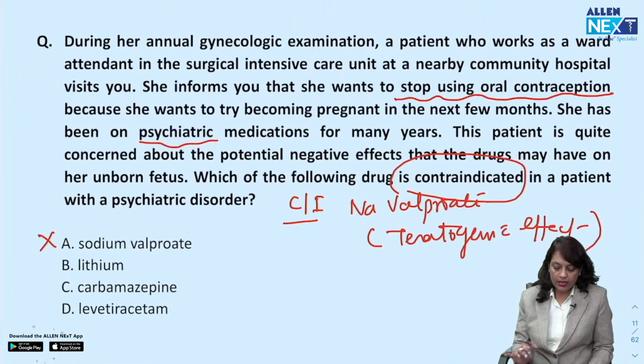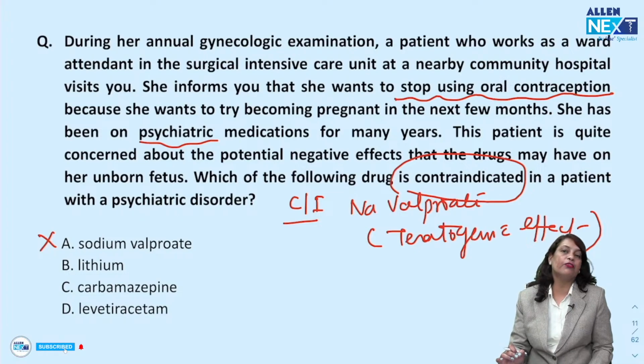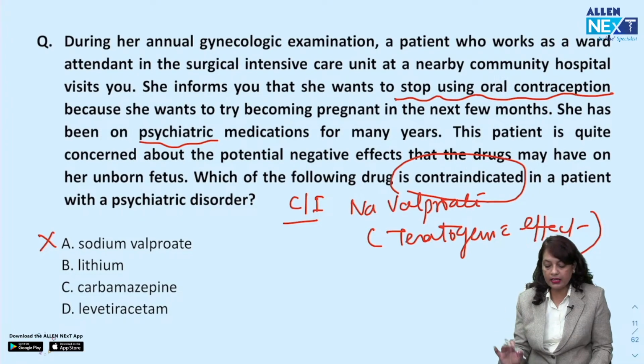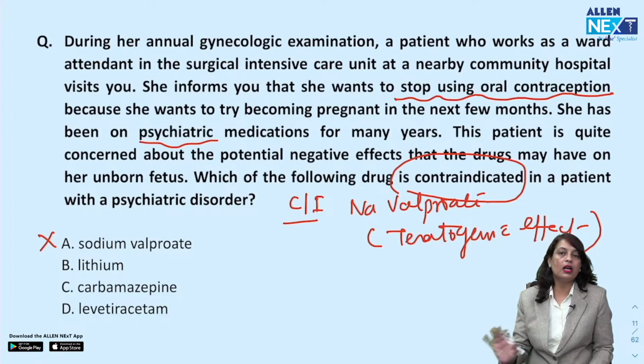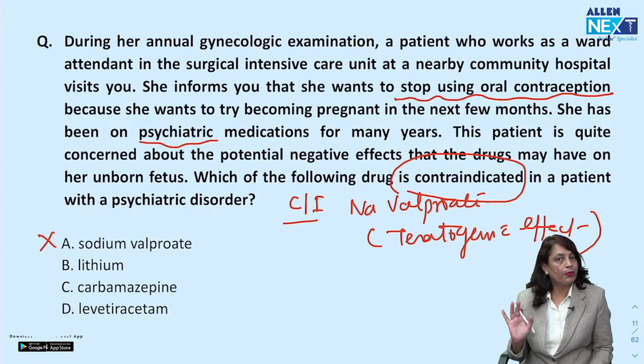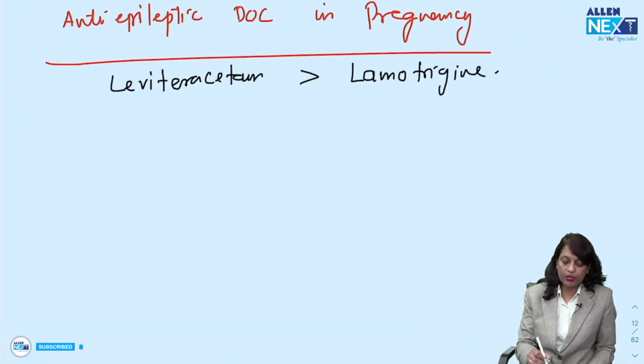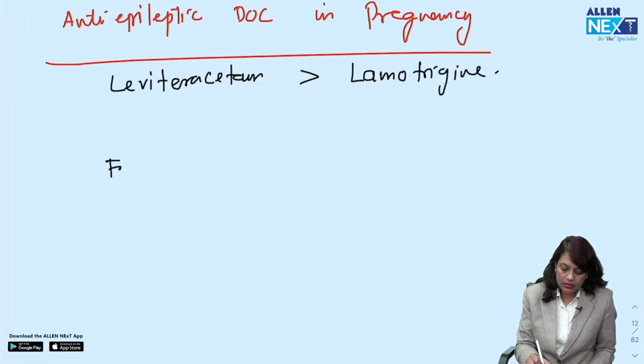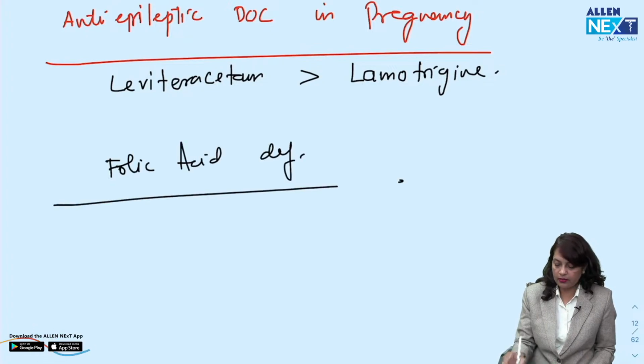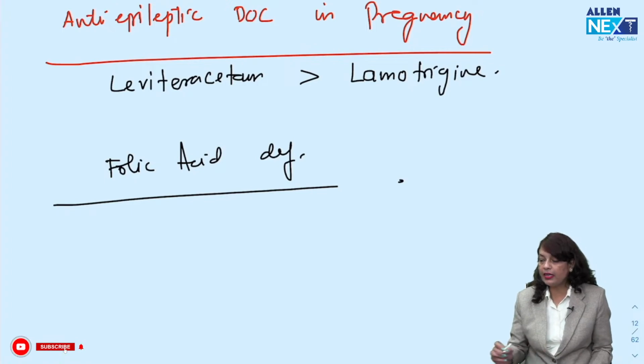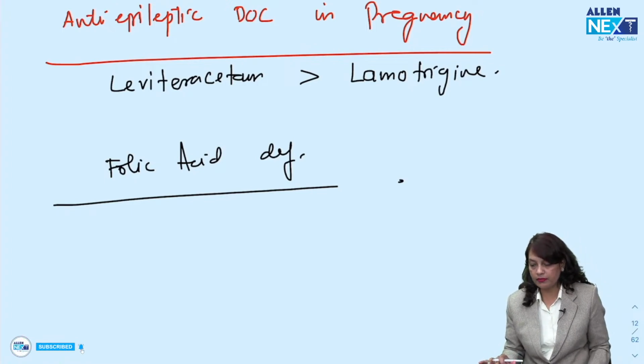Okay, otherwise other drugs like lithium can cause Ebstein anomaly. Phenytoin is also contraindicated in first trimester. It can be given safely in the second and third trimester. So here the answer is sodium valproate. Now, anti-epileptic, when you are giving to the patient, which vitamin deficiency occurs? Answer is folic acid deficiency occurs with anti-epileptic drugs.